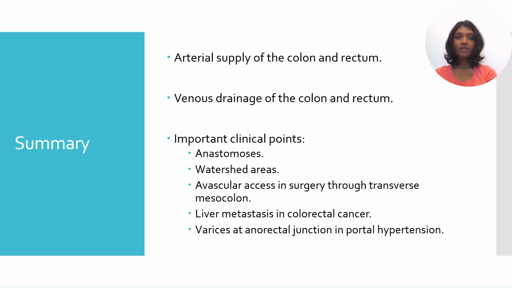So in summary, we learned about the arterial supply of the colon and the rectum, the venous drainage of the colon and the rectum, and some important clinical points about anastomosis, watershed areas, avascular access in surgery through the transverse mesocolon, liver metastasis in colorectal cancer, and varices at the anorectal junction in portal hypertension.